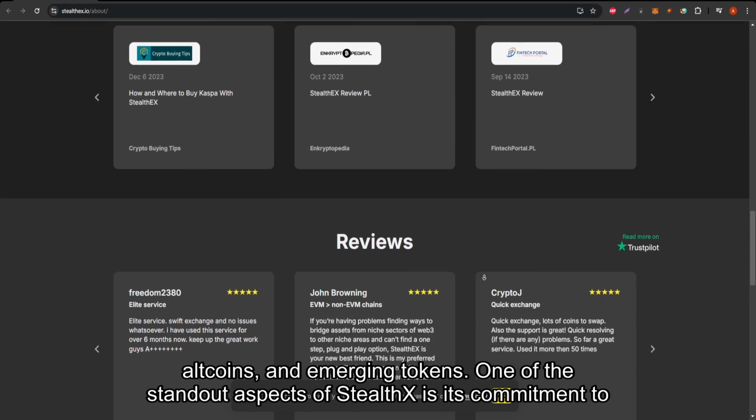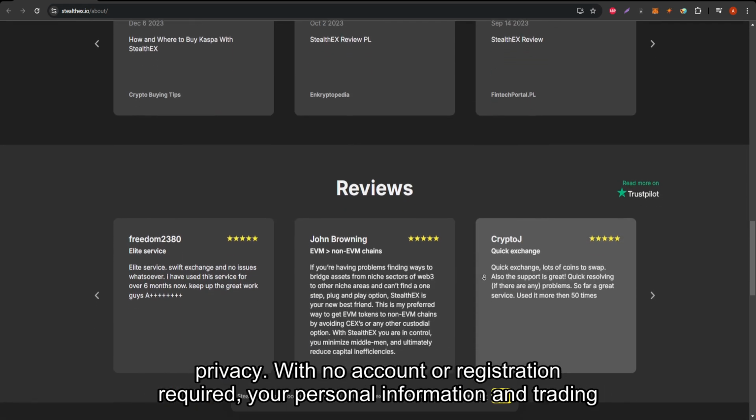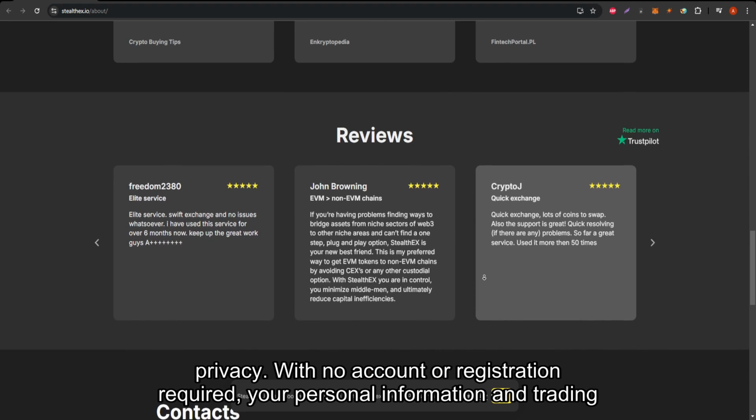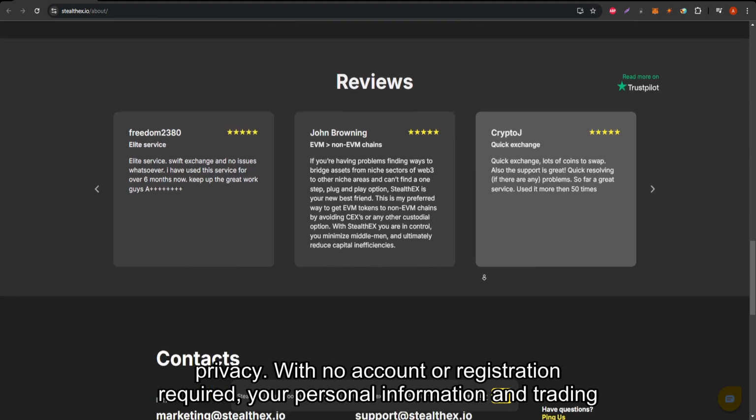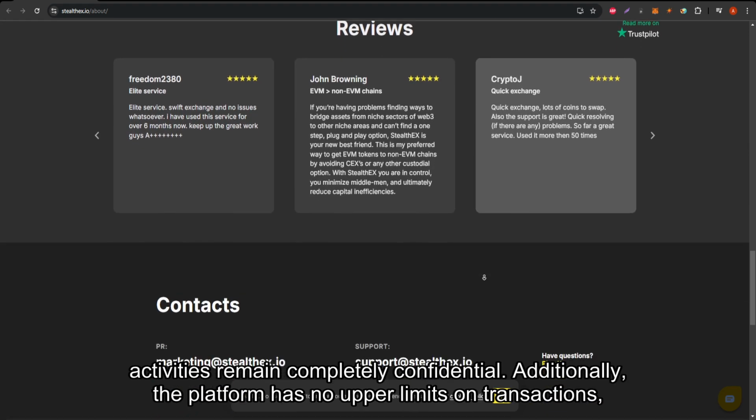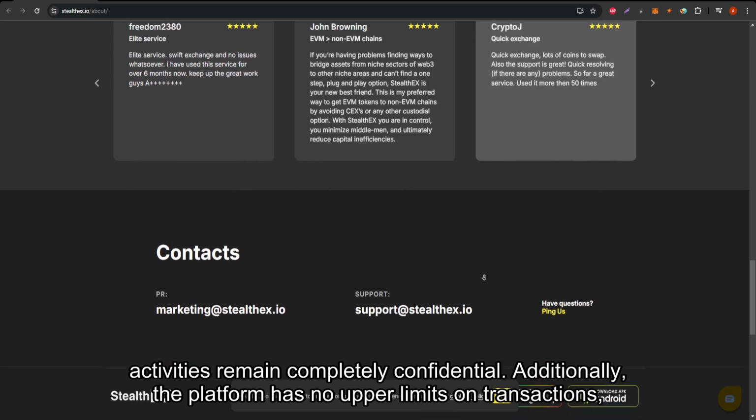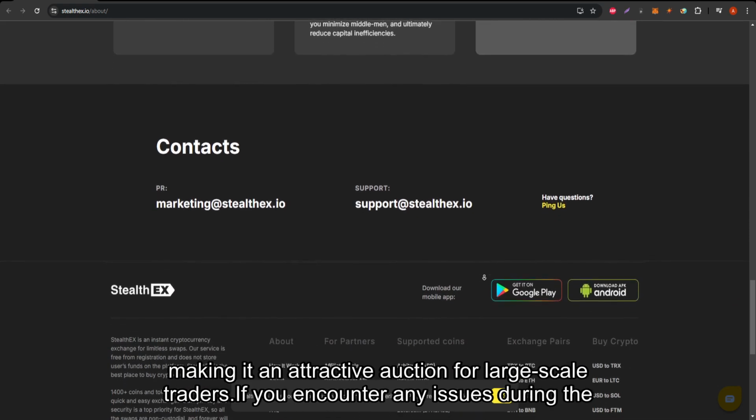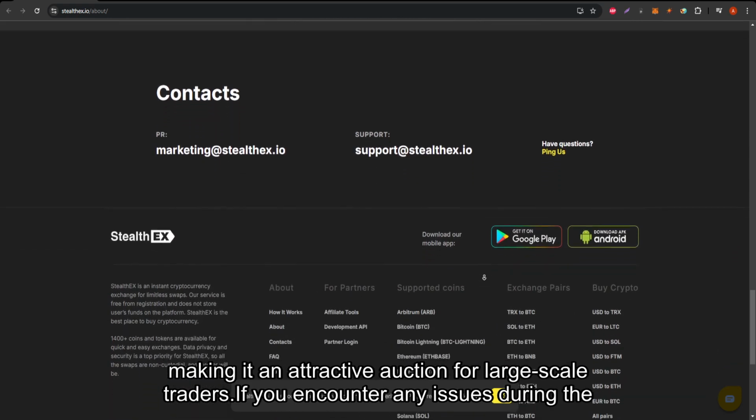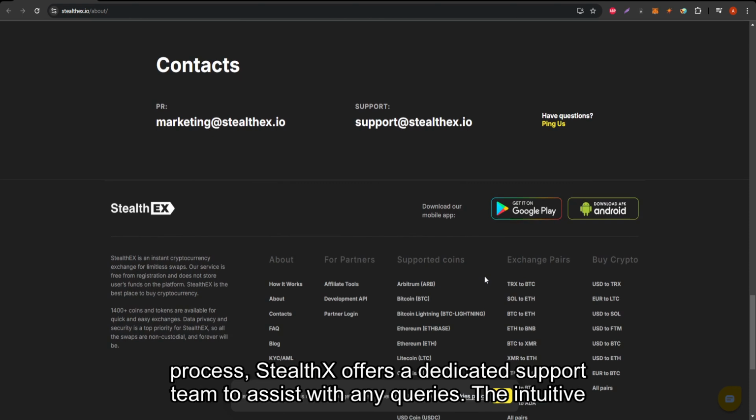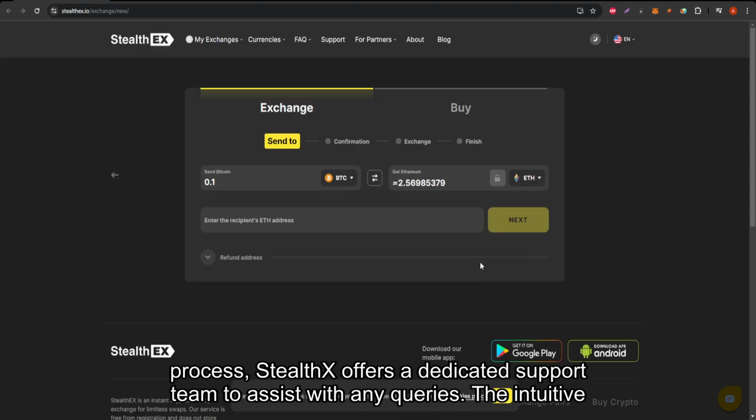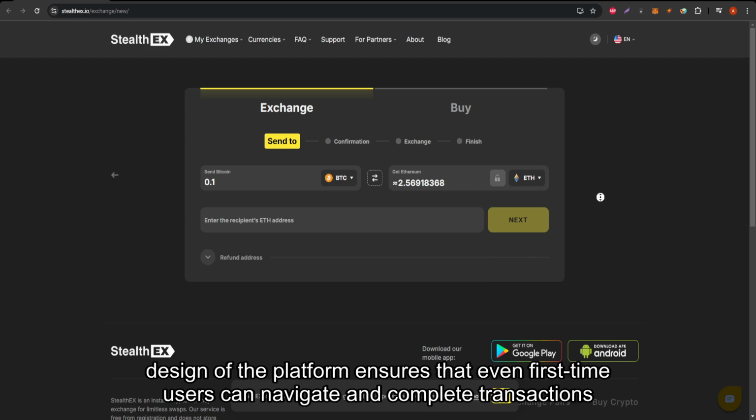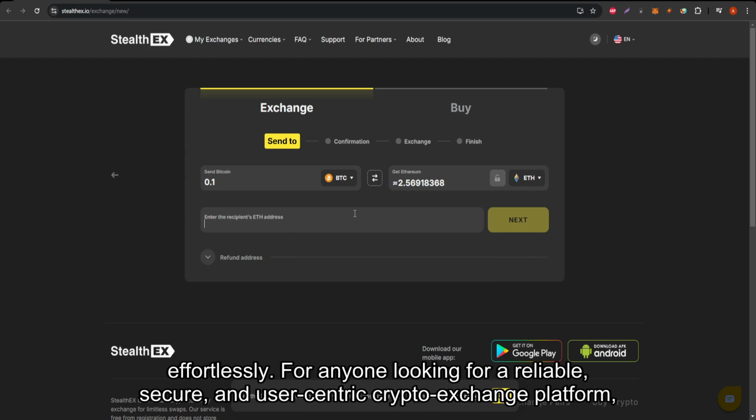One of the standout aspects of StealthEX is its commitment to privacy. With no account or registration required, your personal information and trading activities remain completely confidential. Additionally, the platform has no upper limits on transactions, making it an attractive option for large-scale traders. If you encounter any issues during the process, StealthEX offers a dedicated support team to assist with any queries. The intuitive design of the platform ensures that even first-time users can navigate and complete transactions effortlessly.